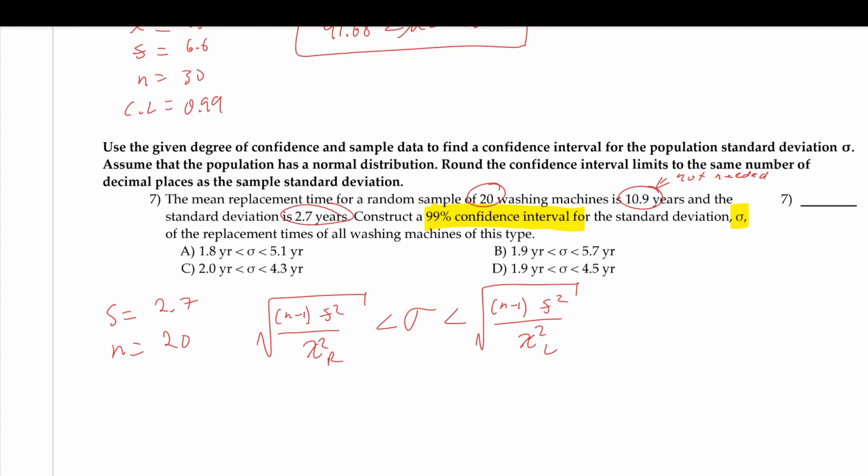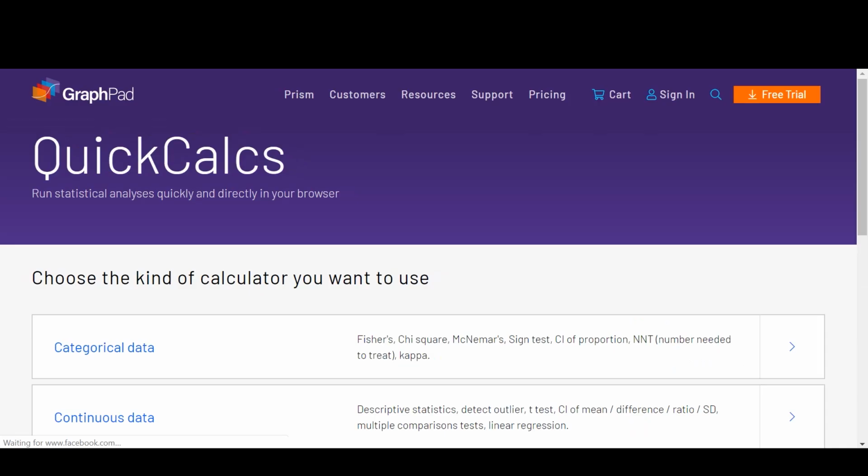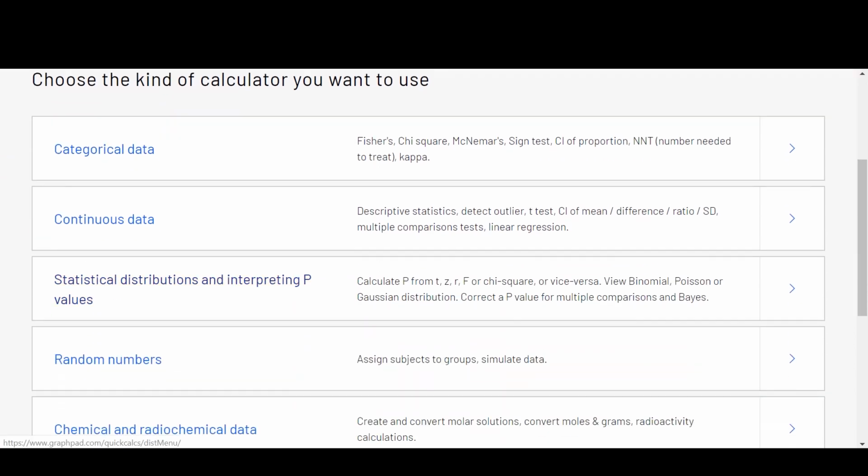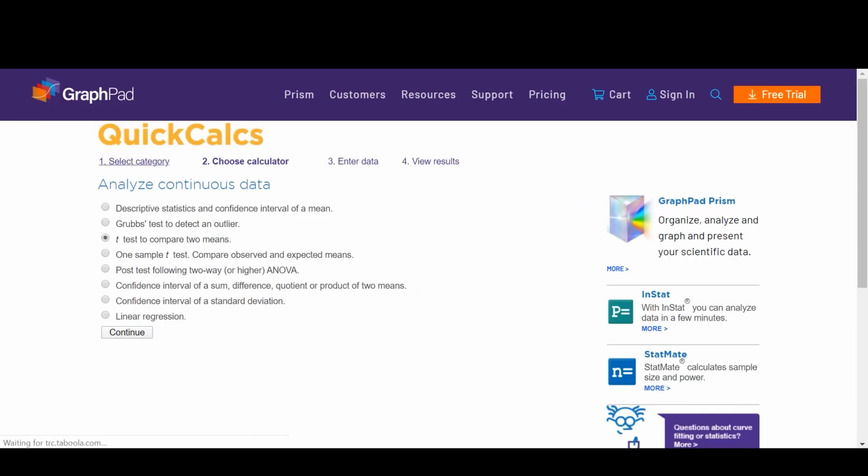Okay, let's go to an online calculator and see what we need. I just chose GraphPad, a website that has these calculators for you. There are many websites; you can use different ones, just make sure you know how to use them correctly. This one has ways to come up with the confidence interval for certain parameters. It says CI of a mean, difference, standard deviation, so that's the one we're going to choose. I'll have a link to this in the description of this video. We're looking for the confidence interval for a standard deviation, so that's that option. Continue.